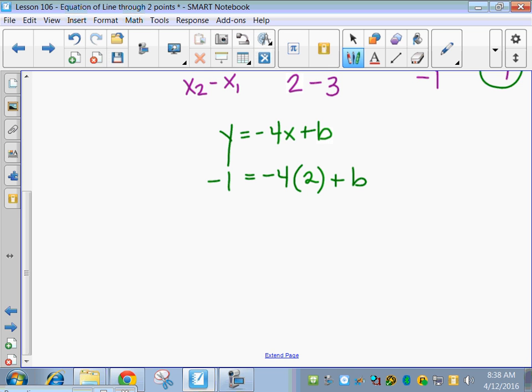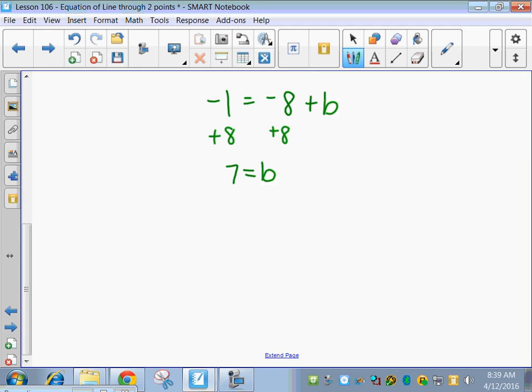And now we're going to find the y-intercept, or the b. So these two numbers here, you guys, always multiply. They're back to back, right next to each other. So negative 4 times 2 is negative 8. And now we need to isolate the b, so I'm going to add 8 to both sides. And so negative 1 plus 8 is 7.